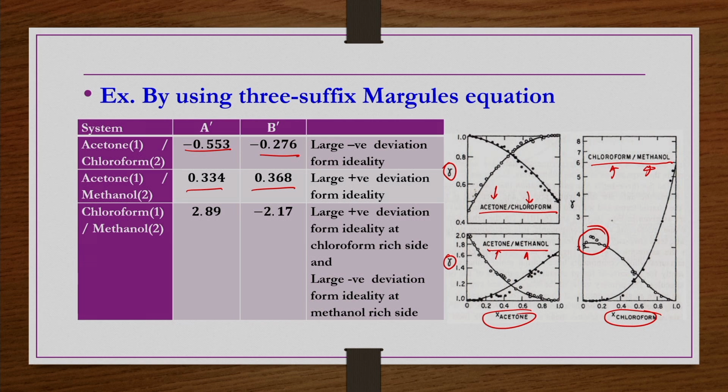In the case of chloroform and methanol, we see A prime is positive and B prime is negative. What does it mean? Towards the chloroform-rich side we have a kind of positive deviation, whereas towards the methanol-rich side we have a kind of negative deviation from ideality, right. So, this is about the three-suffix Margules equation and its applicability compared with the experimental results.